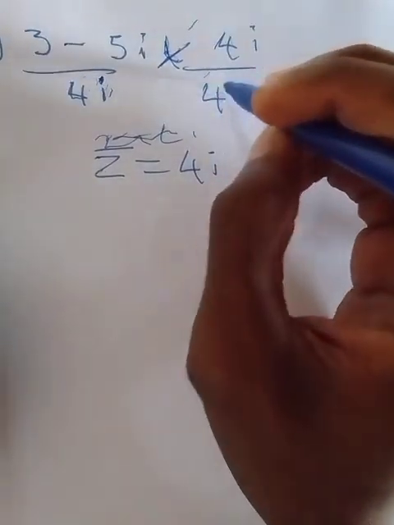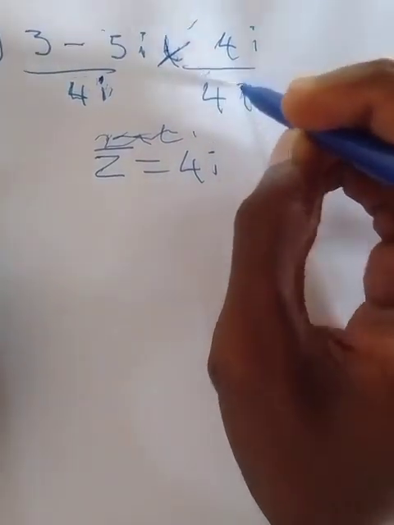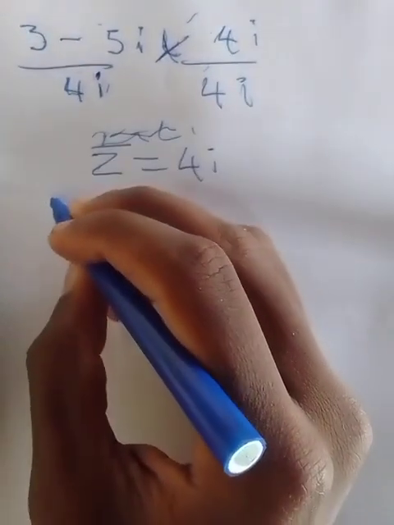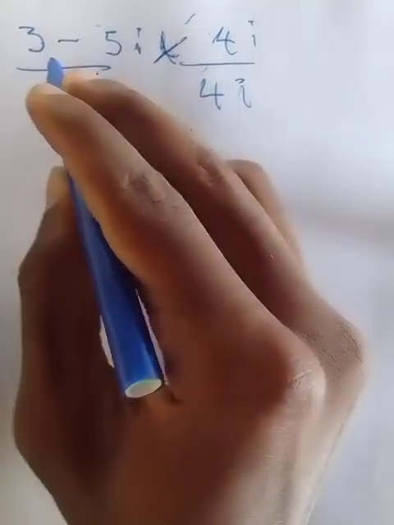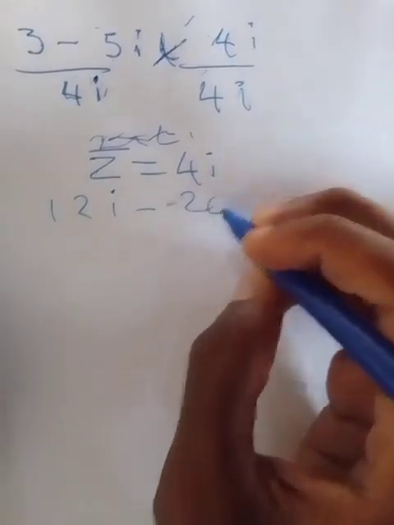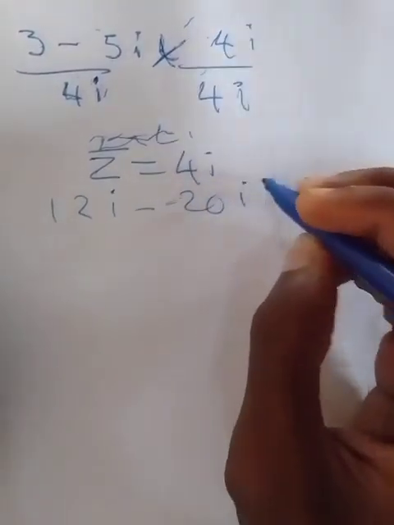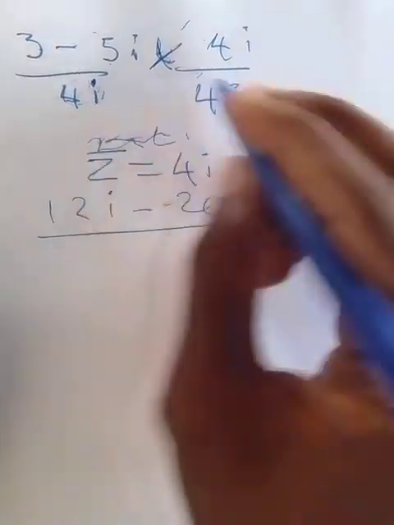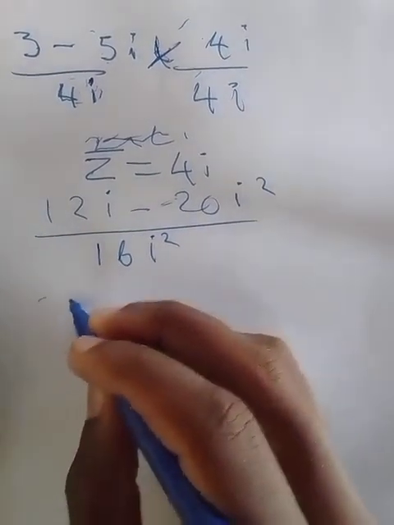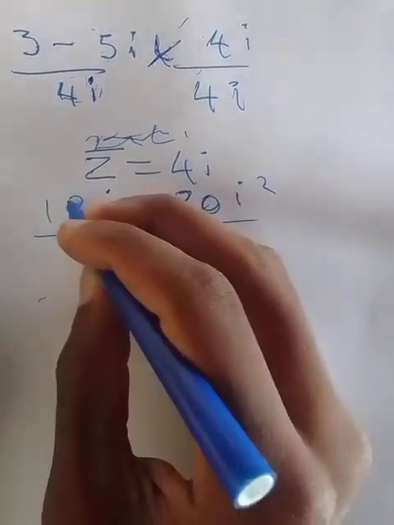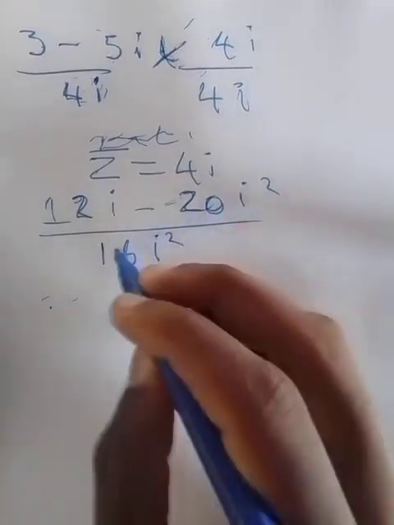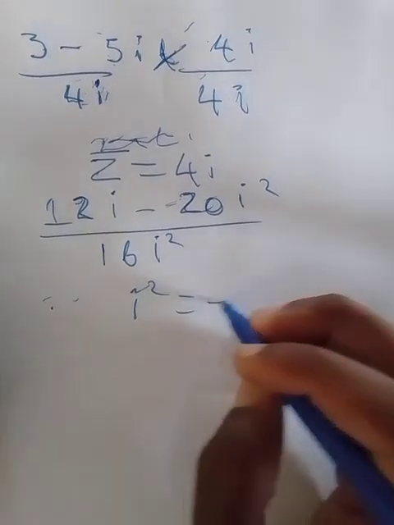Okay, so now 4 times 3, you're going to have 12i, and then you're going to say negative 5 times 4, that is going to be minus 20i squared, over 4 times 4, that will be 16i squared. And now you're going to remember the identity, i squared is equal to negative 1. So now you're going to replace this i squared with negative 1.